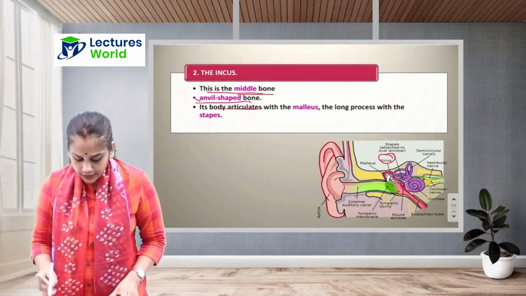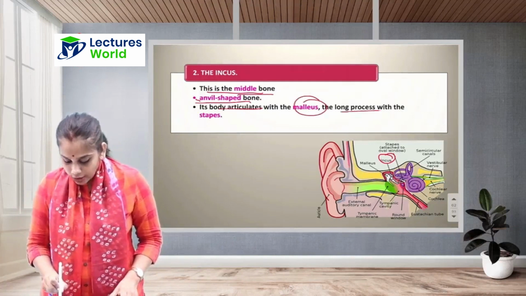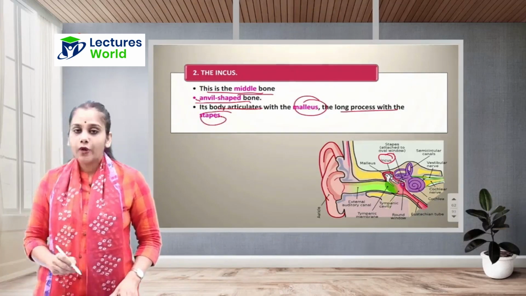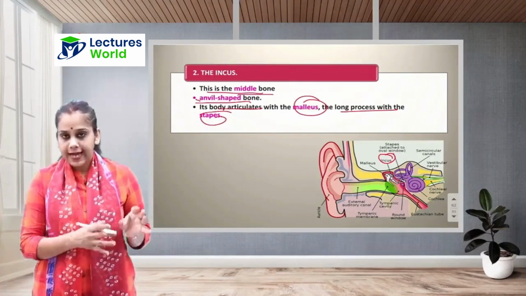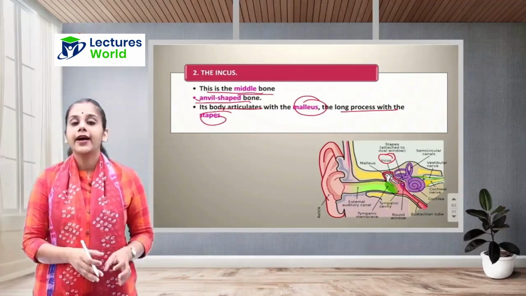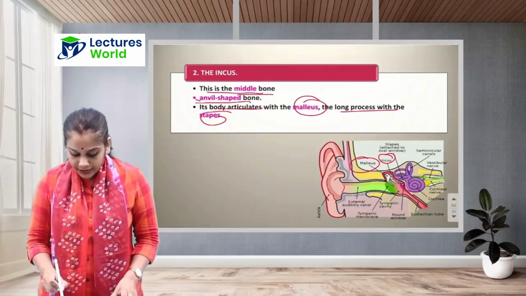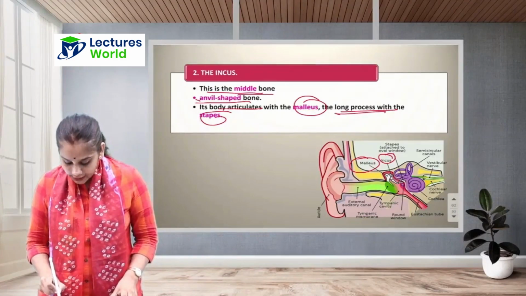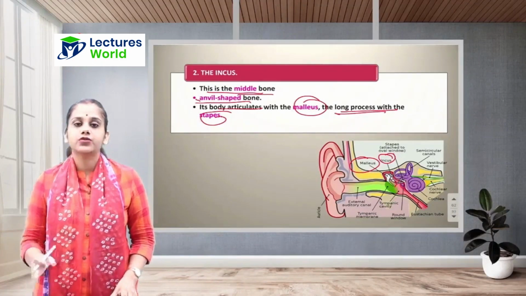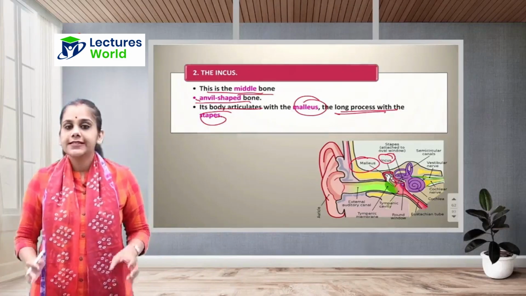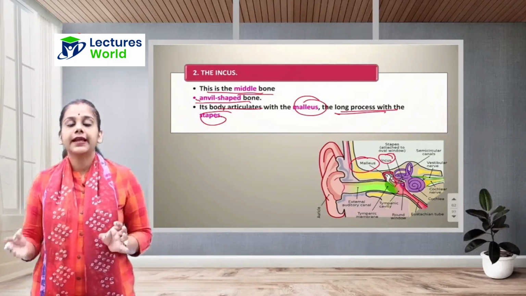The body articulates with the malleus, and the long process with the stapes. So the body articulates, or connects, with the hammer bone, or we can say malleus bone, and the long process is attached to the stapes bone. So this is the bond between the malleus and the stapes.